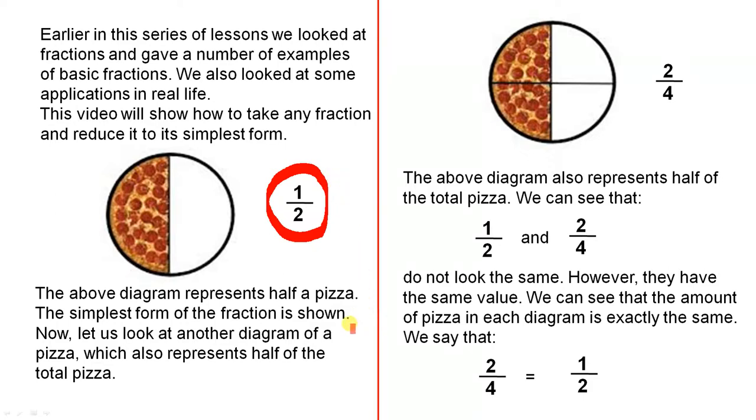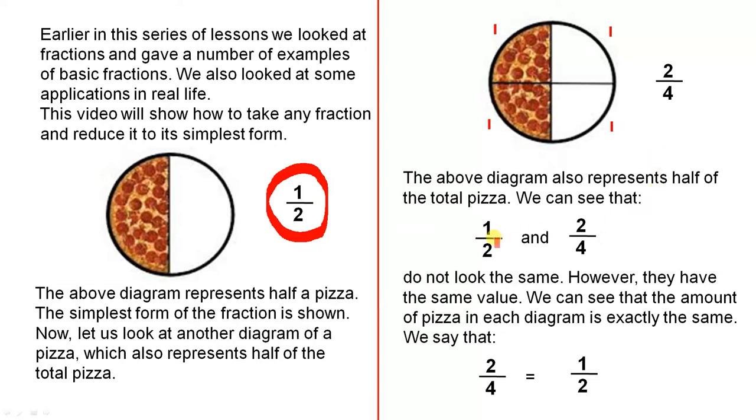Now, let us look at another diagram of a pizza, which also represents half of the total pizza. Here is the same amount of pizza, so let's pretend this is the same plate. This time the pizza has been cut into 4 pieces. 2 of those pieces have been removed, so we have 2 left. So 1, 2. So there are 2 pieces left out of a total of 4 pieces, and that's where we get the fraction 2 over 4. 1, 2 out of a total of 4. The above diagram also represents half of the total pizza.